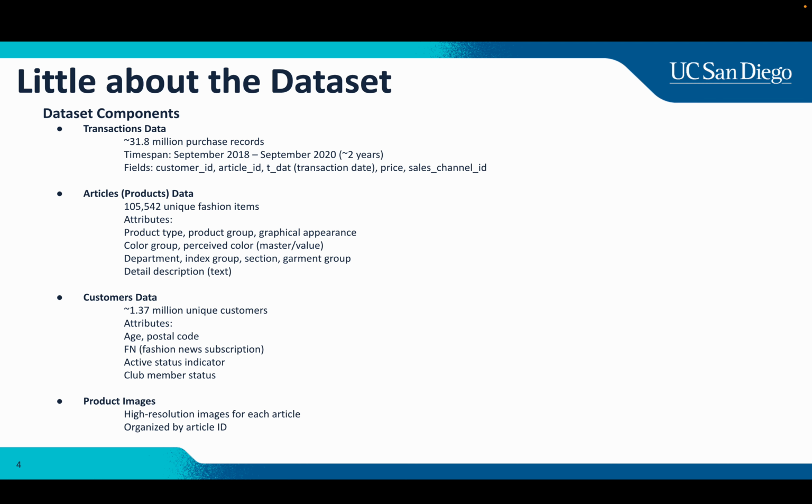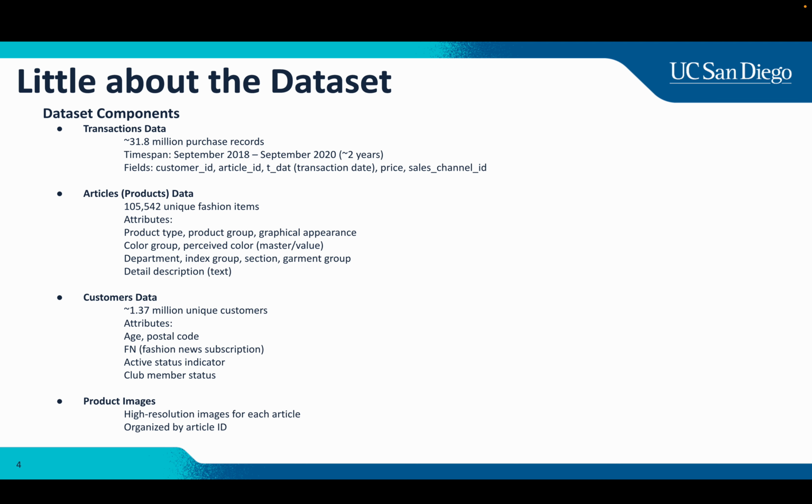So, this is how the dataset looks like. It consists of three files and a folder. So, the transactions data file contains around 31.8 million purchase records spanning across a period of 2 years, and it is populated with fields like customer ID, article ID, transaction date, price, sales channel ID, etc. And then is the articles data, which contains the information about the fashion articles. There are around 105,000 unique fashion items, and this file is populated with the attributes like product type, product group, graphical appearance, color group, perceived color, department, index group, etc.